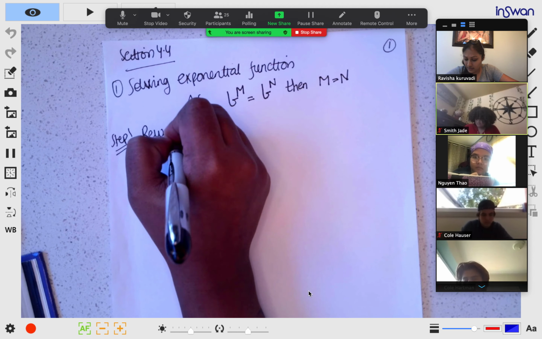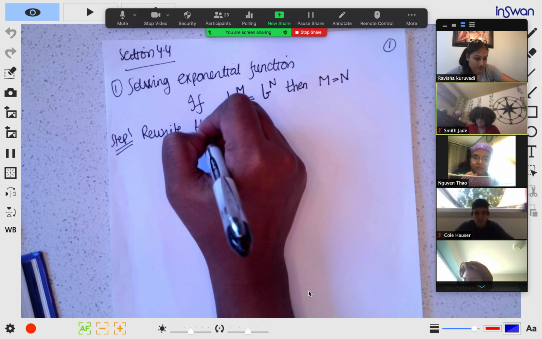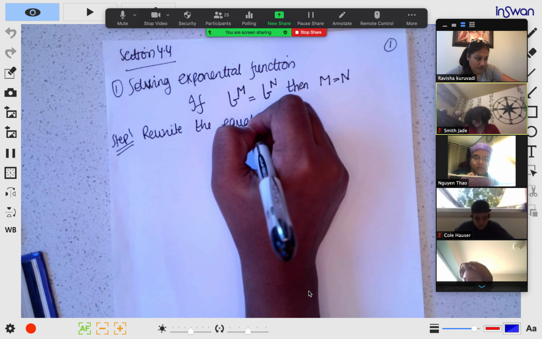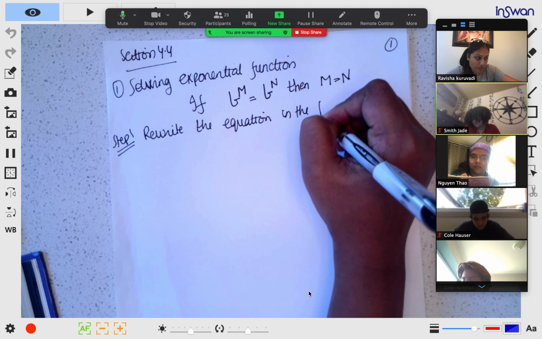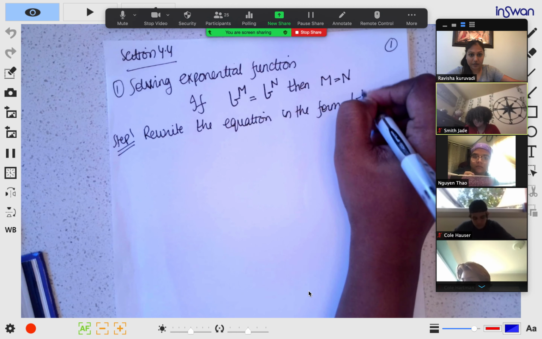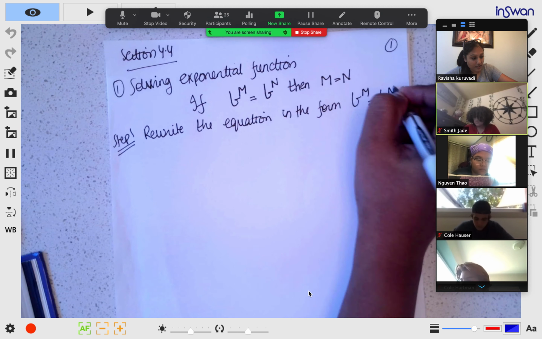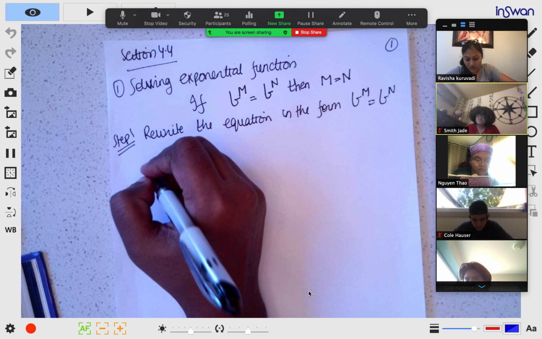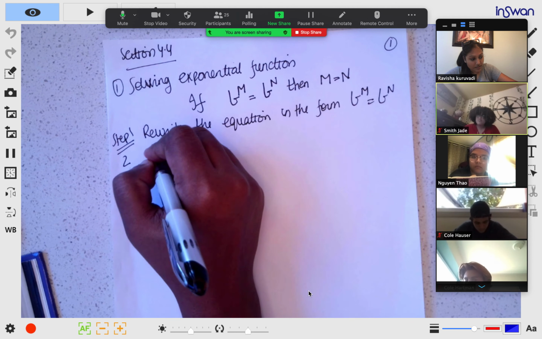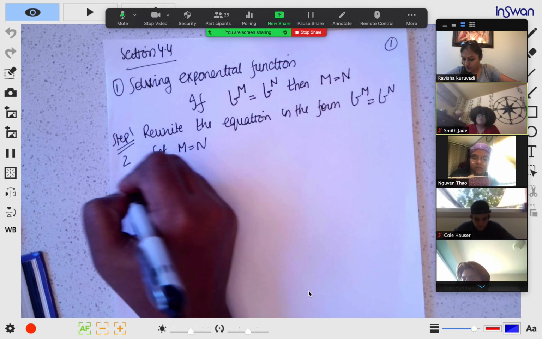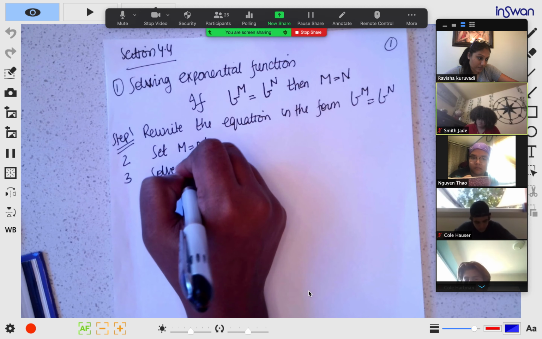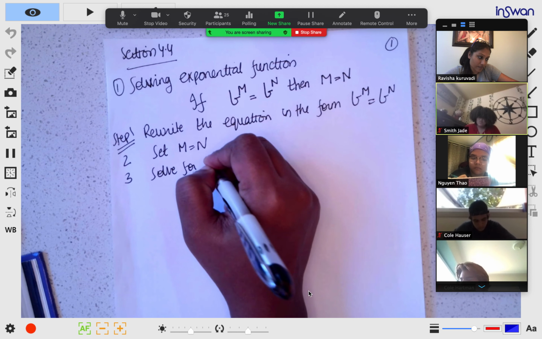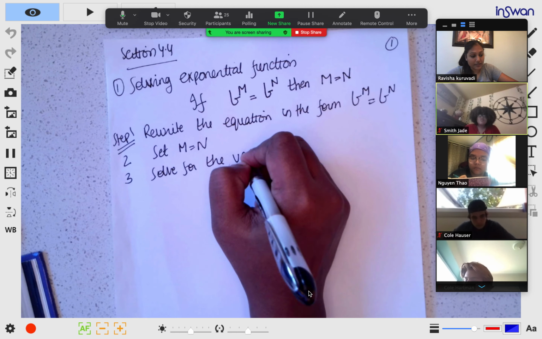Rewrite the equation in the form b to the power of m is equal to b to the power of n. Step 2 will be set m equal to n. And step 3 will be solve for the variable. Example of how you're going to do this.